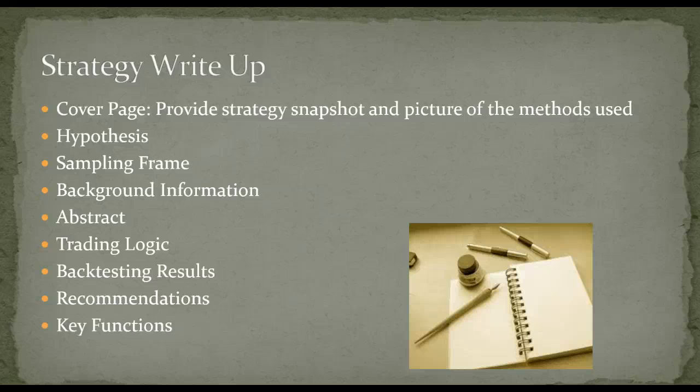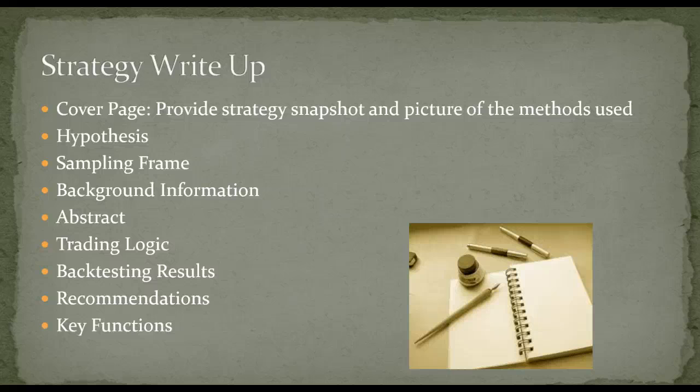Once we have all that information, we can continue towards the strategy write-up. What this consists of is, we call it the football, and we pass it back and forth between Blackthorn Analytics and Blackthorn Capital. It provides them with a cover page, along with a short strategy snapshot explaining what it is on the front page. It can be a little paragraph, and then a picture of the methods used, just so they understand it visually.